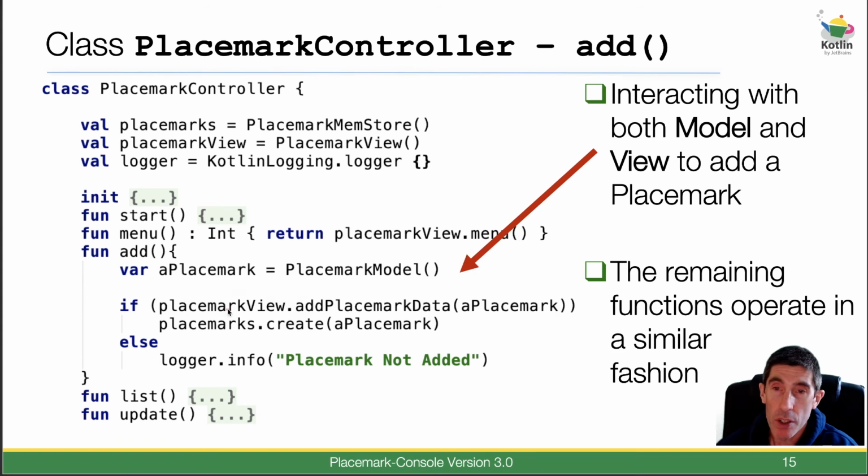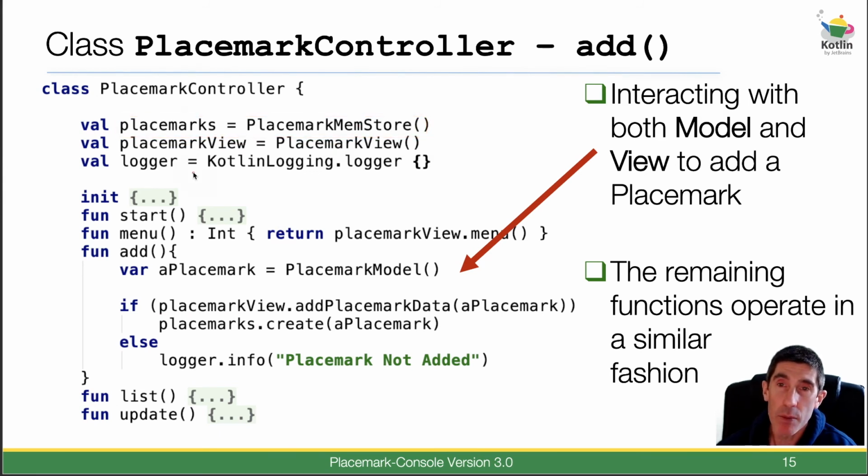Depending on what that returns, we then go and say placemarks dot create a placemark. So we're passing in that same placemark, which hopefully will have been populated with our data, into our create function inside our placemarks reference. And our placemarks reference is our placemark memstore, so it's actually stored in the array list.